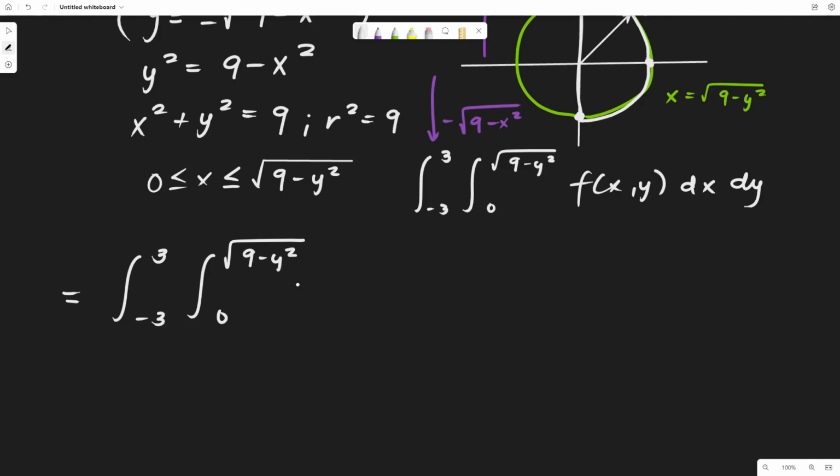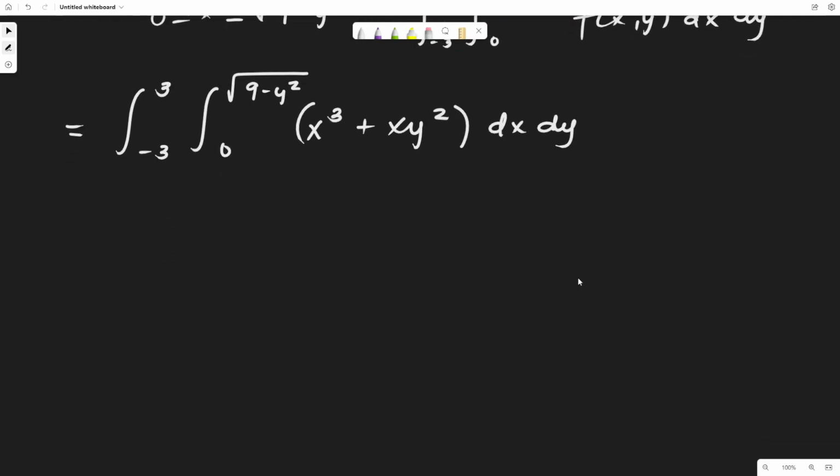So we have, ayan, then yung ating function that is x cubed plus xy squared dx dy. Now, baliktad na. Kung kanina, dy dx, ngayon, dx dy. And this integral is just the same dun sa ating original integral. Okay, so, sige, solve natin.